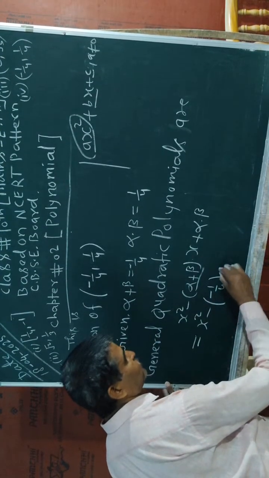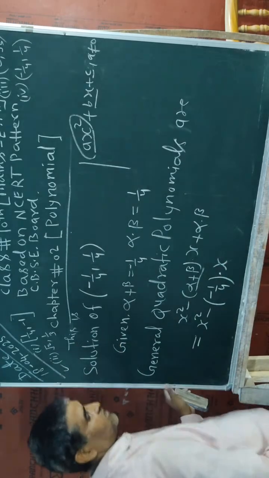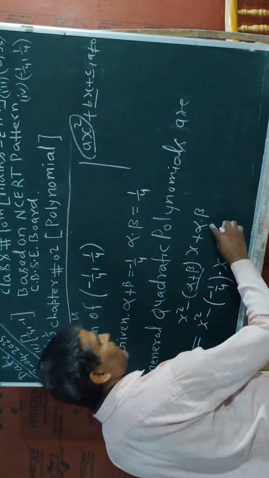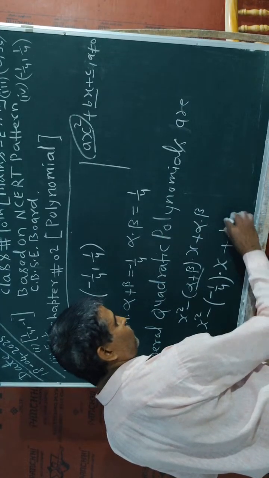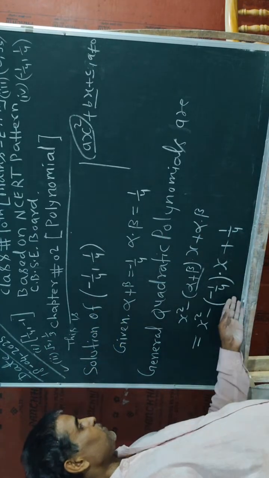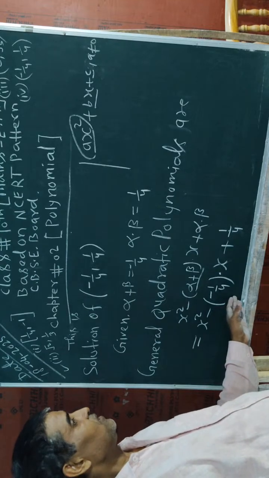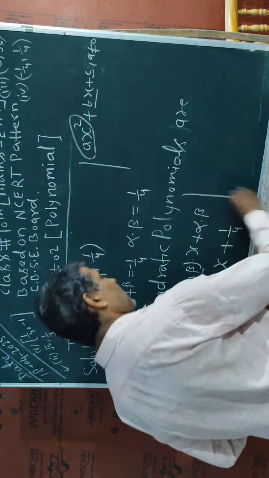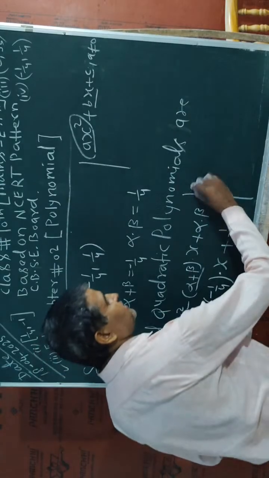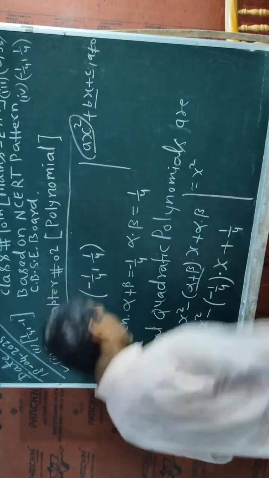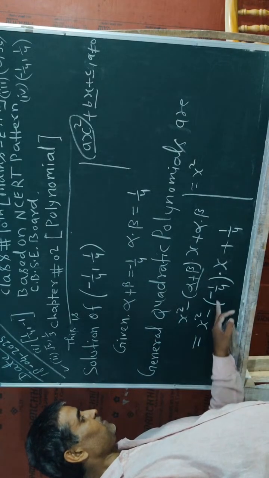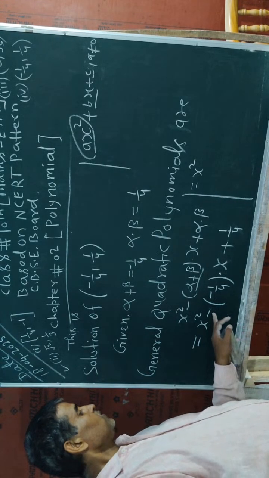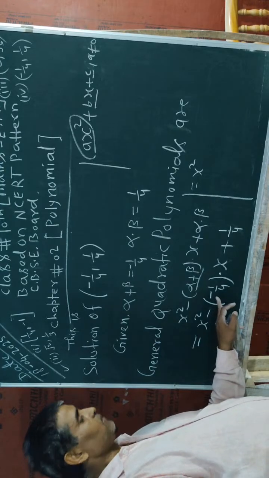Here, into x, and in the place of alpha into beta, I will write 1 by 4. Okay student, so after simplification, I will get the final answer. So I am going to resolve this again. Here I will write x square. Now here you see, you concentrate. Here a minus sign is available, here also a minus sign is available. The product of two minus signs will become plus.